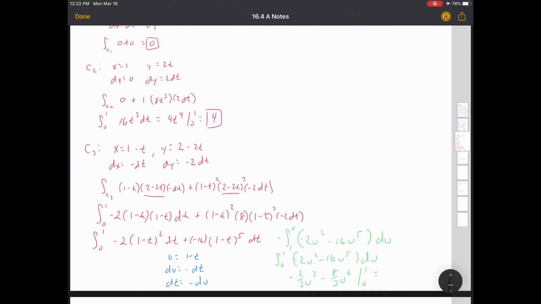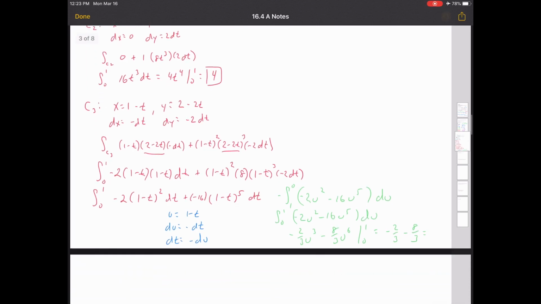So if I plug 1 in, we'll get negative 2/3. Plugging 1 in here, we get negative 8/3. No, I think this is right. We're good. This is okay. And that's going to equal negative 10/3. Got to scroll that up a little bit there.